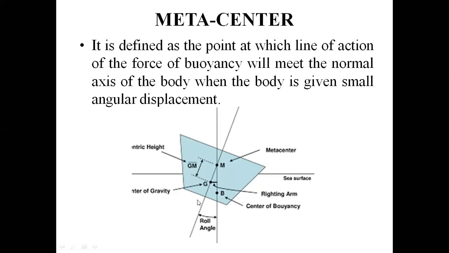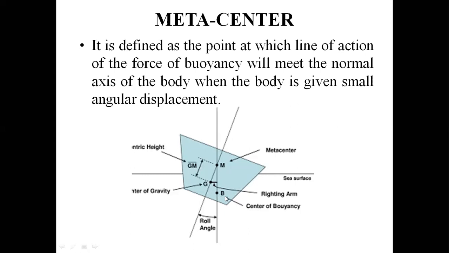As you see in this diagram, if the object was not given any displacement, the point of buoyancy would have been present at this point. Since the object is given a displacement, the body is going to start oscillating. That is, the body is going to incline to a certain angle, but the CG point doesn't change. The CG is going to remain the same, but the center of buoyancy is going to shift to a certain point. As you can see in this diagram, the B has shifted from this normal axis.